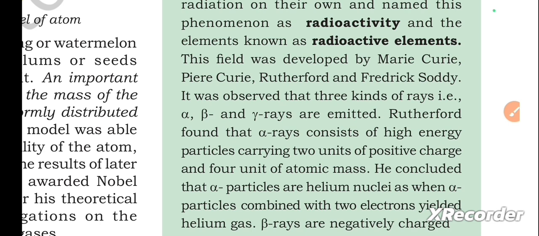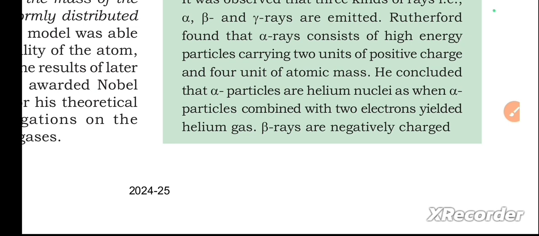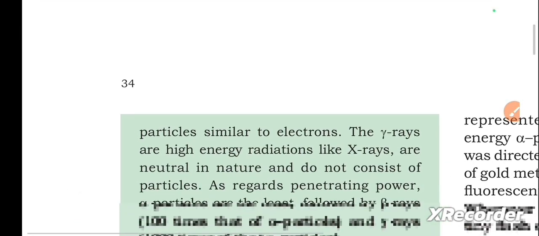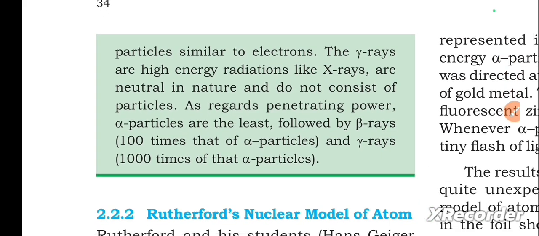It was observed that three kinds of rays, that is alpha, beta, and gamma rays, are emitted. Rutherford found that alpha rays consist of high energy particles carrying 2 units of positive charge and 4 units of atomic mass. He concluded that alpha particles are helium nuclei, as when alpha particles combined with 2 electrons yielded helium gas. Beta rays are negatively charged particles similar to electrons. The gamma rays are high energy radiations like X-rays, are neutral in nature and do not consist of particles.